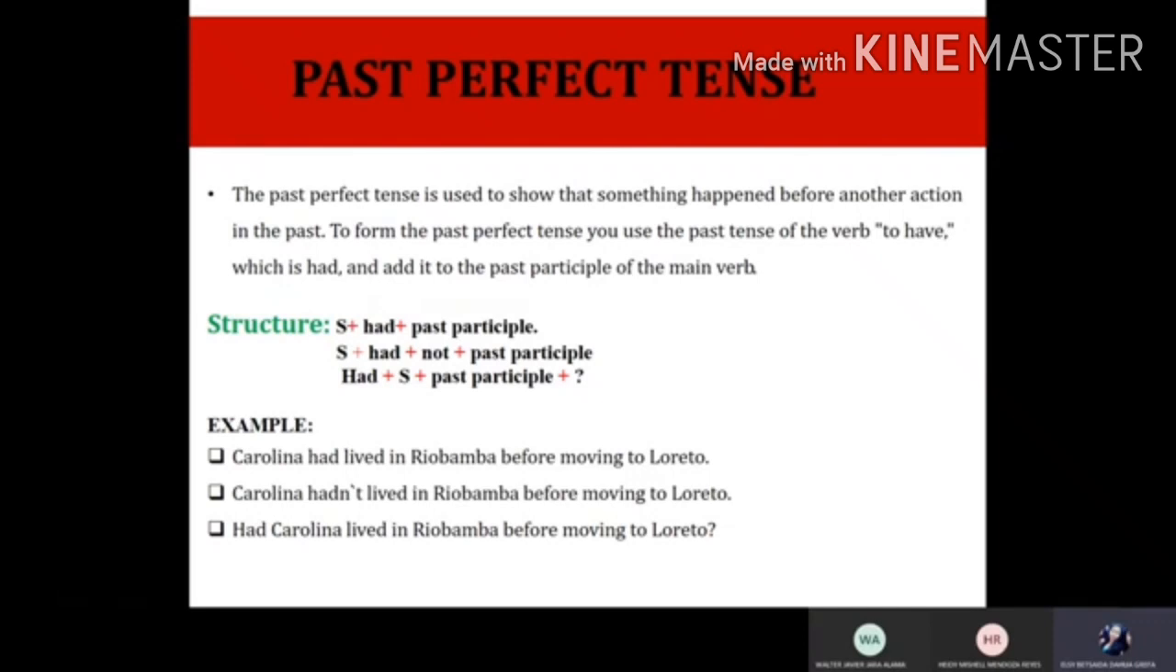For example, in an affirmative sentence: Carolina had lived in Riobamba before moving to Loreto. In a negative sentence: Carolina had not lived in Riobamba before moving to Loreto. In question: had Carolina lived in Riobamba before moving to Loreto?